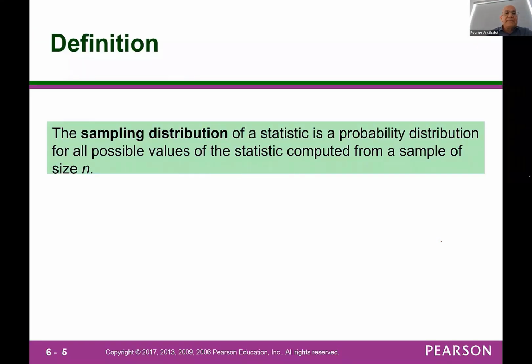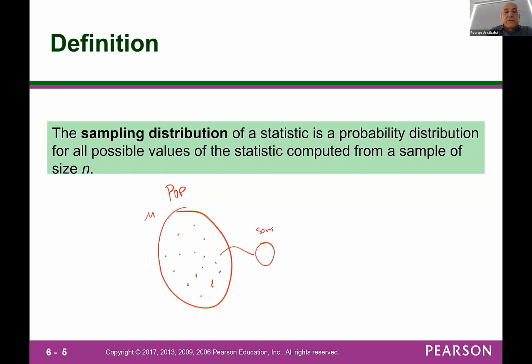The sampling distribution of a statistic is a probability distribution for all possible values of the statistic computed from a sample of size n. What is the meaning of that? If we have a population, in this population we have members. Then if we decide to do a study about one parameter of this population, we are going to select one sample, and in this sample we are going to measure this statistic. Suppose that we have a sample of this size.